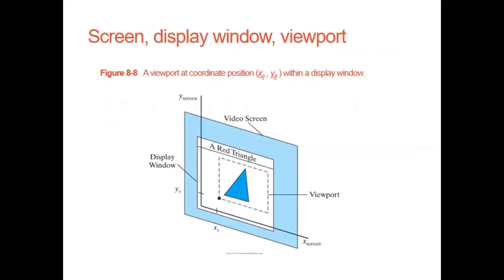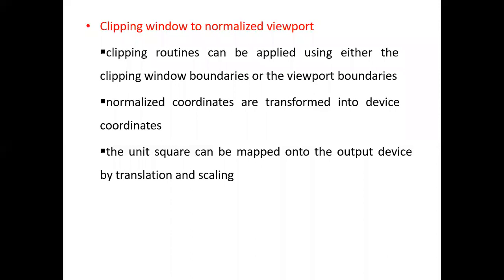So far we have discussed what we mean by clipping and the two types of transformations we have. The first transformation is mapping window to normalized viewport. The second one is mapping window to a normalized square, and again from normalized square to viewport.